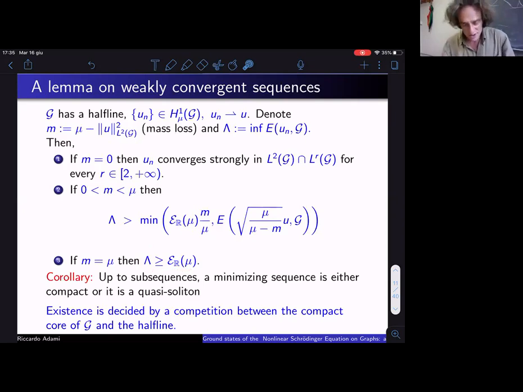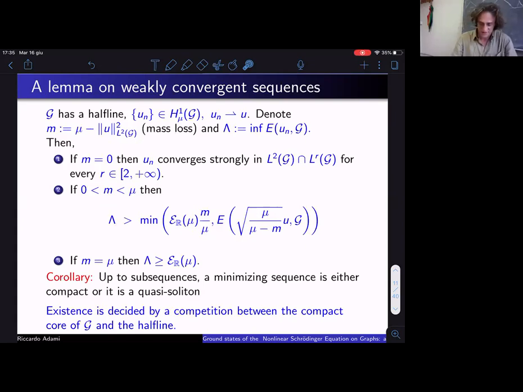If we apply this corollary, which is quite general, to minimizing sequences, then we obtain that either it is compact or it is a quasi-soliton. Why? Okay, if it is compact, you have no loss of mass, because convergence is strong, so you have the first case. If you have a partial loss of mass, your infimum is strictly larger than the energy of the soliton, or better, either than the energy of the soliton or something which is smaller than that and which is given by a true function which is in our minimization space. Okay, so this cannot be a minimizing sequence.